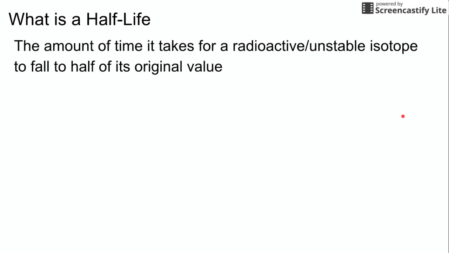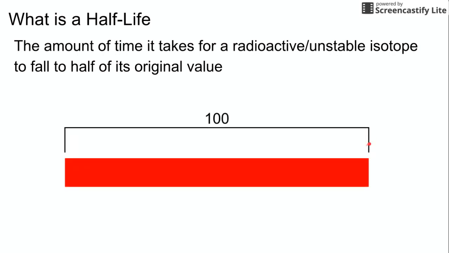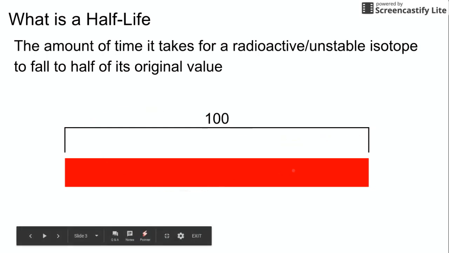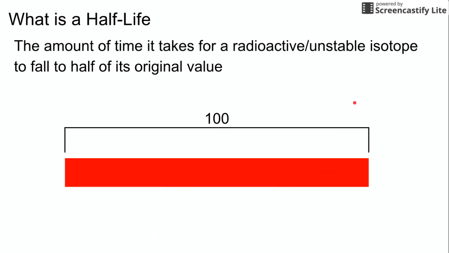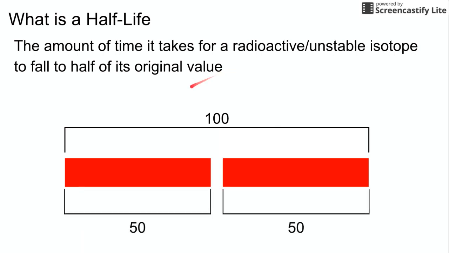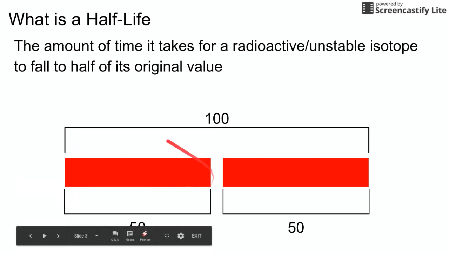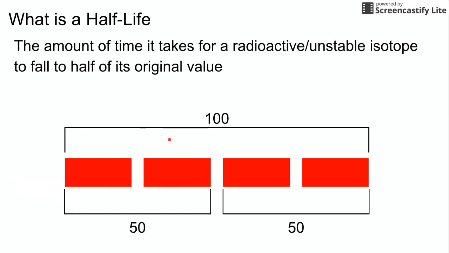Well, it is the amount of time it takes for a radioactive or unstable isotope to fall to half of its original value. A good visual aid: suppose this is a sample of radioactive isotope, and it has 100 atoms in it. To find the half-life, first we divide 100 by 2, which is 50. Each of these samples is going to be 50, but we're going to focus on this one for now.